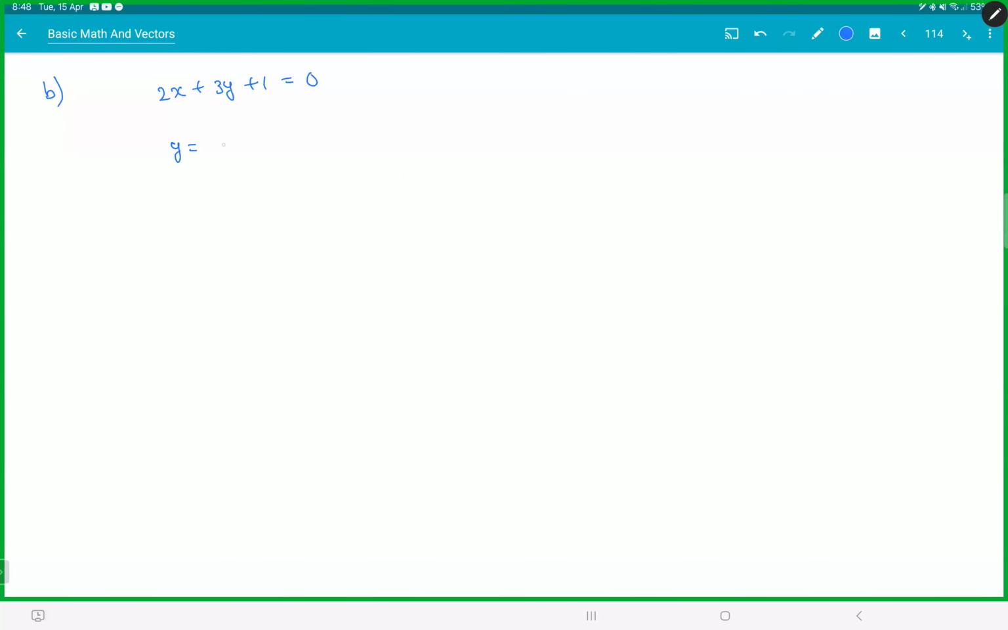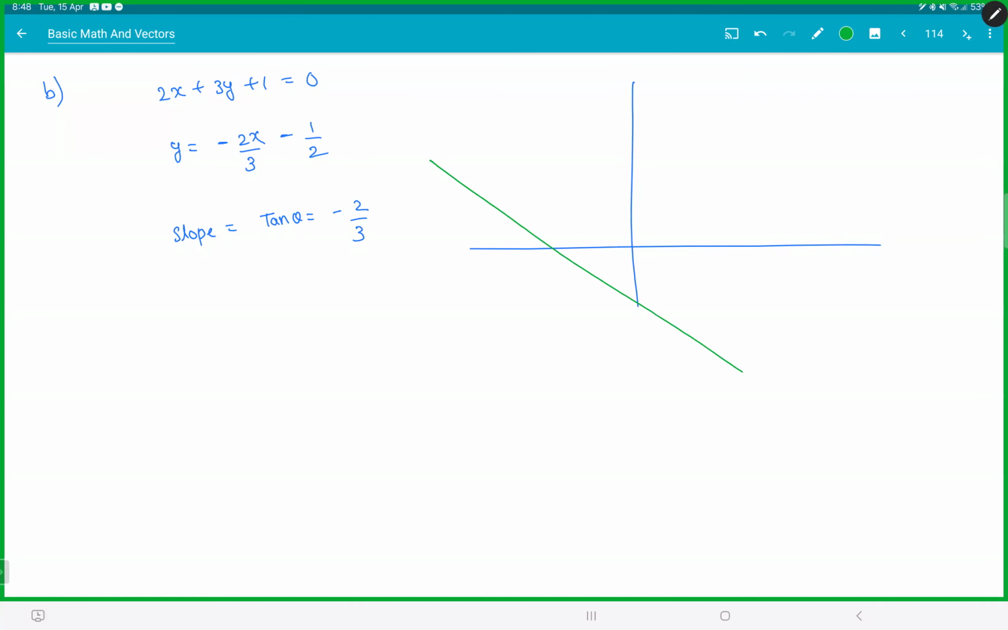This is y is equal to minus 2x by 3 minus half. The slope is tan theta is equal to minus 2 by 3. It's an obtuse angle. So if you try to draw this line, you'll actually get a negative slope. When you put x is equal to 0, I'm getting y is equal to 1. So this is how the line will look.